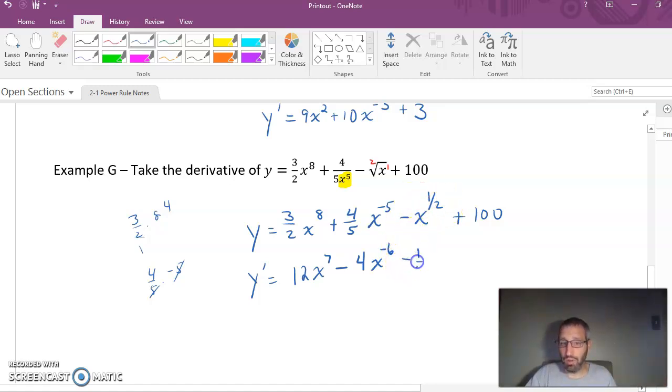1/2 times -1 is -1/2 x to the -1/2 power. And then the derivative of 100 is 0. Any constant is 0. All right, so real tricksy on that one, right? We ended up having to take two of the terms to be able to rewrite them to feel comfortable using our power rule. Okay? So go ahead and finish this one up here.